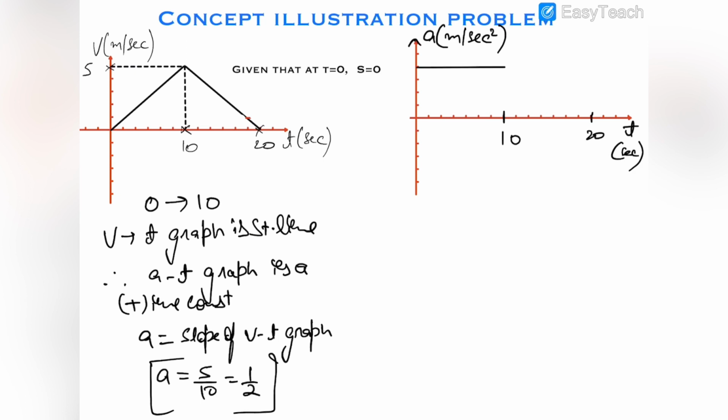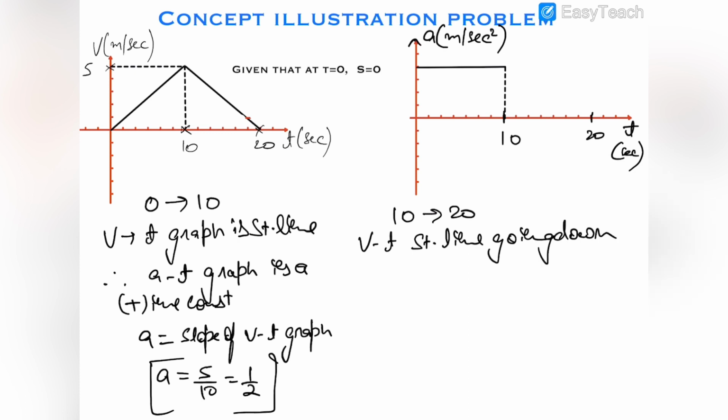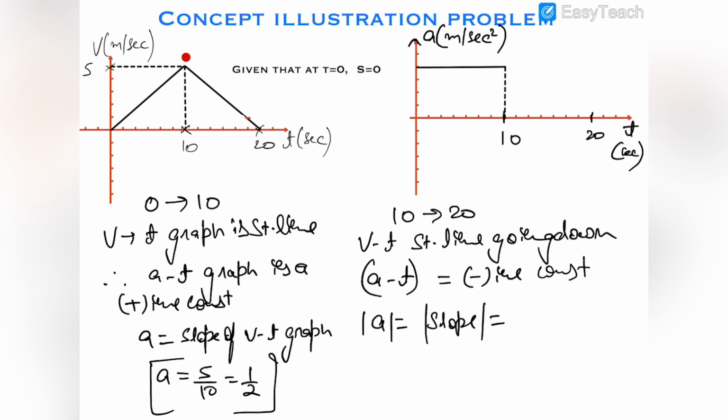This is the AT graph. Now in the time slot of 10 to 20 seconds, the VT graph is a straight line going down. So the AT graph would be a negative constant, and the magnitude of acceleration would be the magnitude of the slope. So the magnitude of the slope would again be 5 by 10, which is 1 by 2.